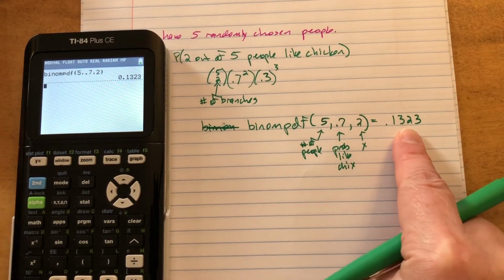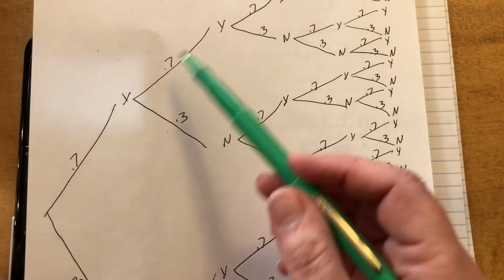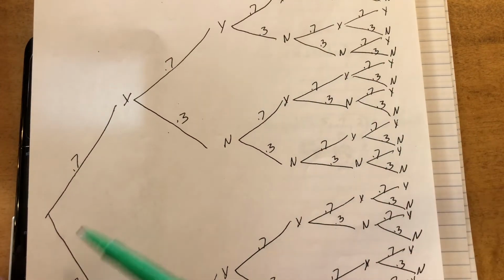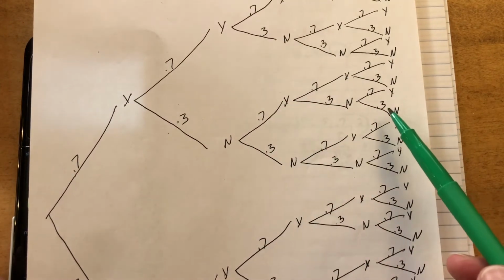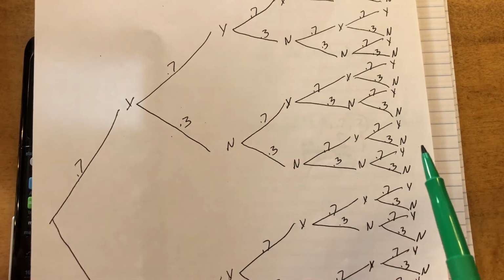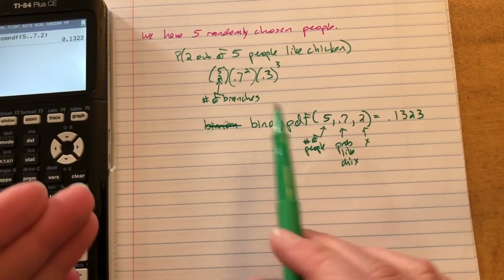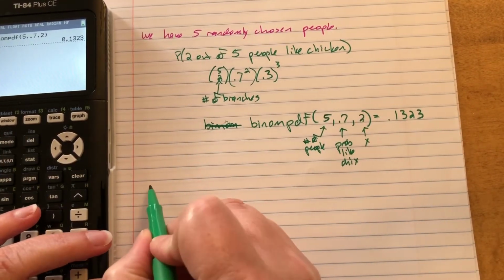So this is the same number I would have gotten if I had found every single branch that had exactly 2 people liking chicken and 3 people not liking chicken, okay? And I'll give you a copy of this, so if you want to work through it, you can see it, okay? Okay, so knowing this, I can actually create a probability distribution, okay?